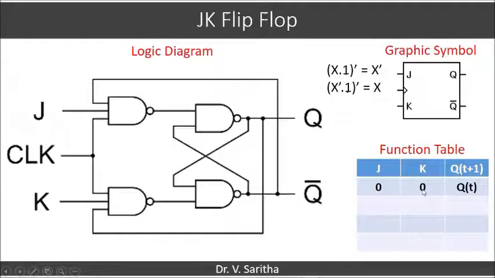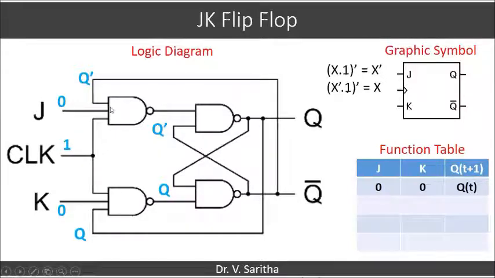Now, let us put JK values as 0, 0 and observe that it preserves the previous state, that is Q of t plus 1 is equal to Q of t. Substitute the values of JK as 0, 0, and as the logic diagram functions when clock is equal to 1, we are considering clock is equal to 1. Q bar is given as a feedback for this NAND gate and Q is given as a feedback for this NAND gate. And here also another feedback is there, so we are having Q here and Q bar here.